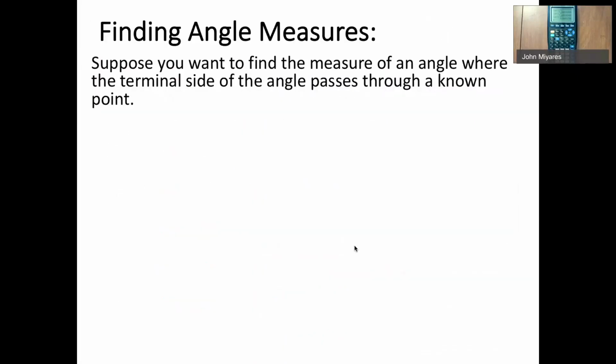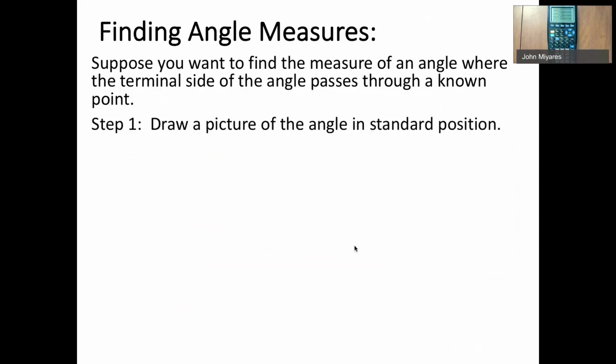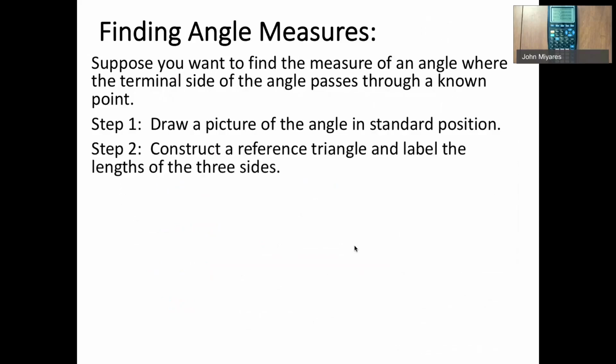Now we're going to try to do something a little bit different. Suppose you wanted to find the measure of an angle where the terminal side of the angle passes through a known point, but it wasn't necessarily a special triangle. How are we going to do it? Well, the first step is to draw a picture of the angle in standard position. And then, just like some of the other problems we've done, we're going to construct a reference triangle and label the lengths of the 3 sides.